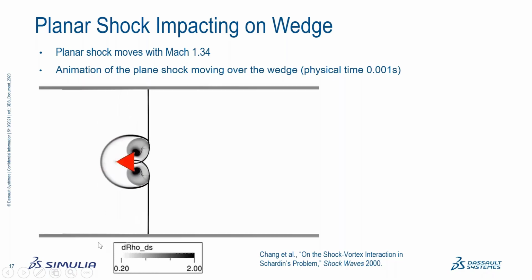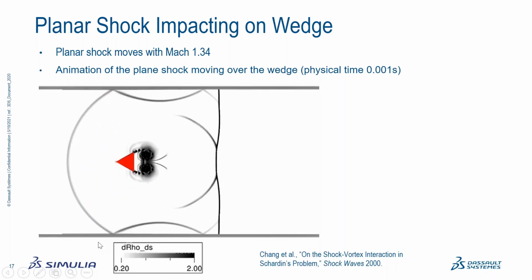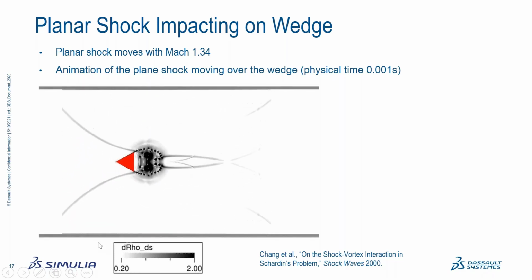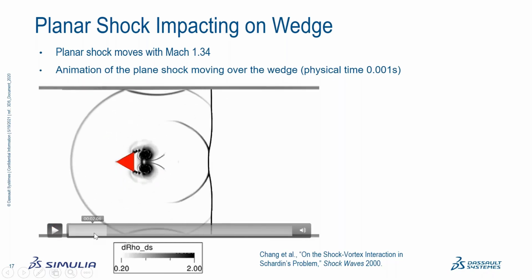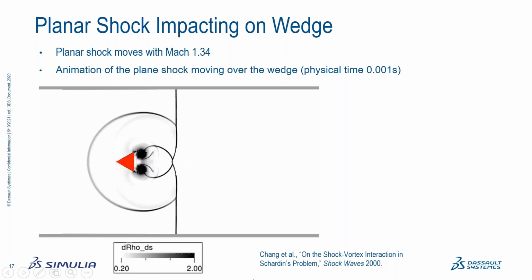And once the shock impacts the wedge, you can see a lot of reflections from the geometry, from the boundary, and we start to see vortex shedding appearing. And we are now interested in, I'm going to stop this animation here, 2 points specifically in the simulation, the triple points.